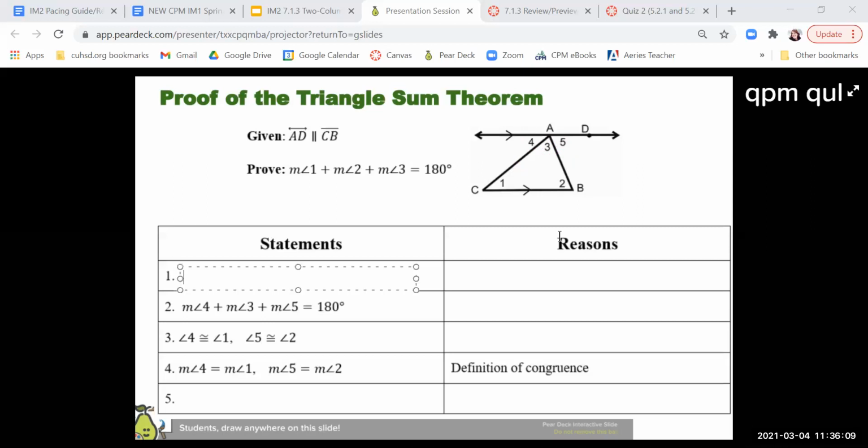Okay, so we have line AD is parallel to line segment CB. And I'm going to add in with transversals AC and AB. I think it's clearer.